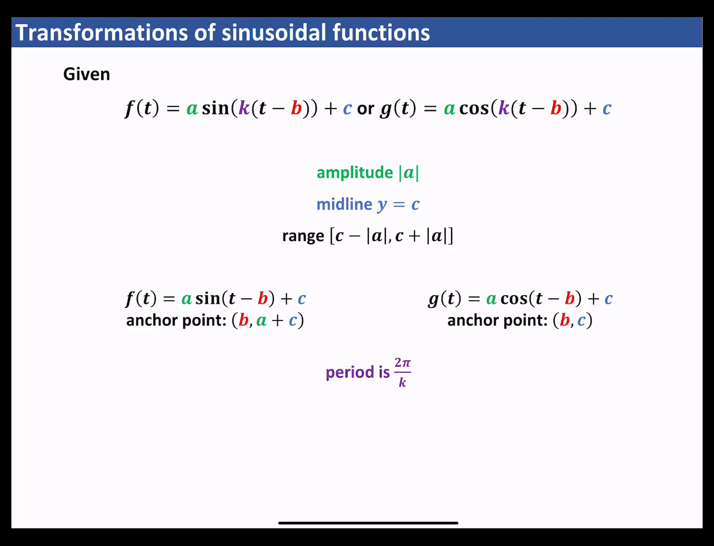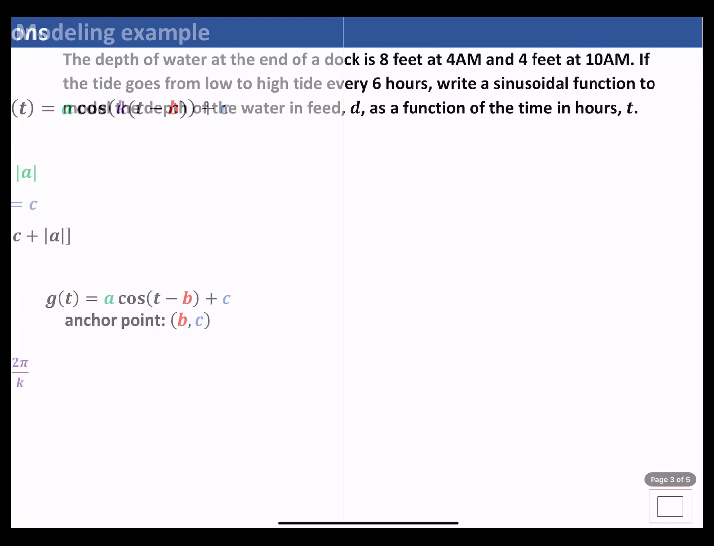Keep in mind that the sine function has an anchor point where the graph intersects the midline, and the cosine function has an anchor point where the graph intersects a maximum. All right, so we're going to apply this knowledge to some real-world phenomena.